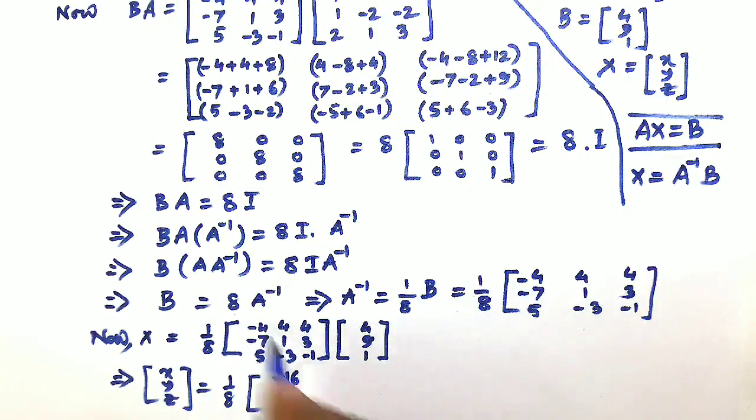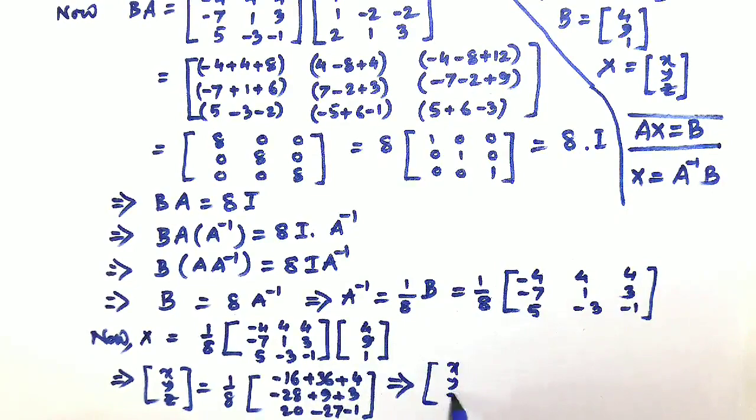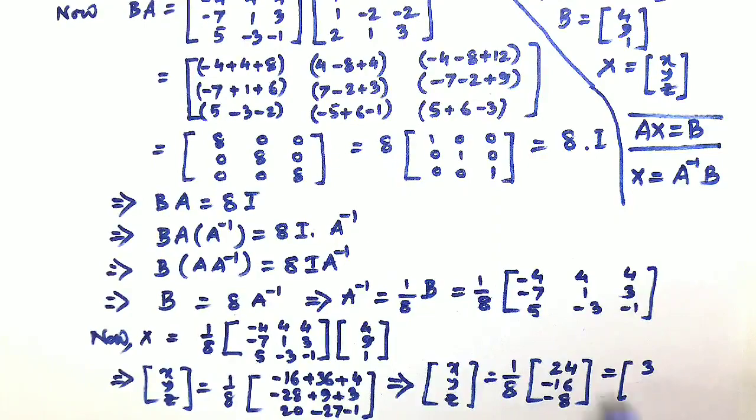So this is minus 16 plus 36 plus 4, minus 28 plus 9 plus 3, and 20 minus 27 minus 1. So here we are getting x, y, z is equal to 1/8 of: minus 16 plus 36 plus 4, that is 24; minus 28 plus 9 plus 3, that is minus 16; and 20 minus 27 minus 1, that is minus 8. So 1/8 of 24 is 3, 1/8 of minus 16 is minus 2, 1/8 of minus 8 is minus 1. So matrix x, y, z is equal to matrix 3, minus 2, minus 1.